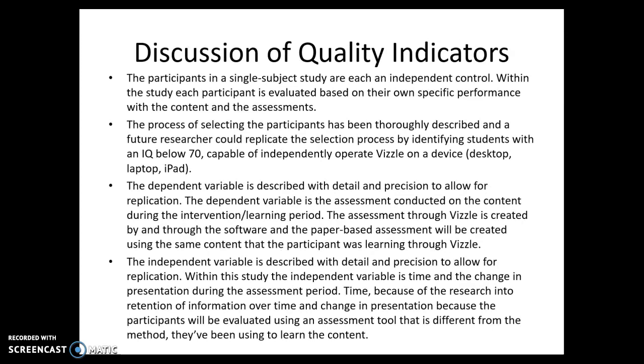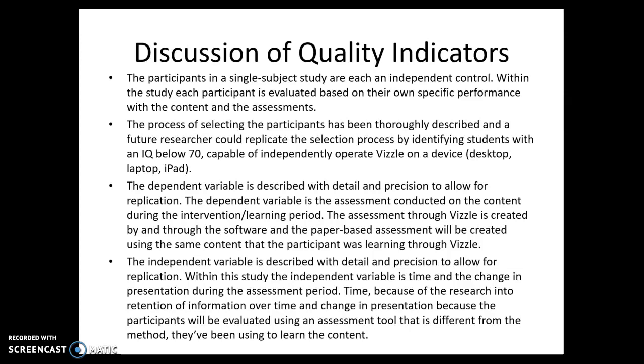Discussion of quality indicators. Okay, so the participants in a single subject study are each an independent control, and within this study, each of the participants are independent. They're working on content that is specifically chosen for where they are functioning, because what we are looking for is the result after the fact. It would be silly then to put all of the students on the same content, because it wouldn't necessarily lead to valid results.